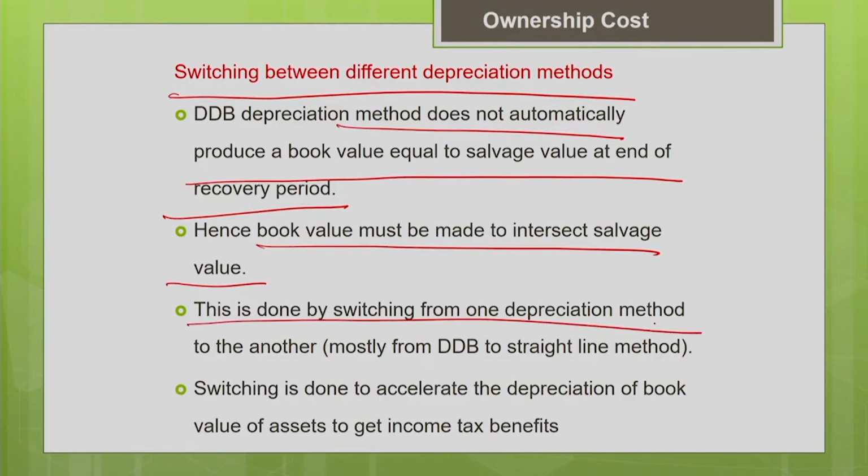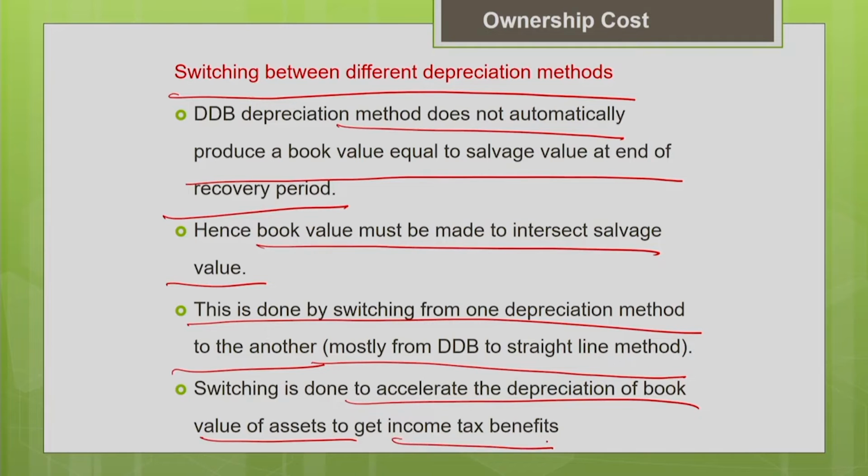Here we can also use a methodology where we switch from one depreciation method to another, so that your estimated book value matches your salvage value. You can switch from one depreciation method to another, mostly from the DDB method to the straight line method. The reason why we switch, as I told you, is that we want to accelerate the depreciation of the book value. People prefer acceleration of the depreciation of the book value of assets to get income tax benefits. That is why, as we discussed, in the double declining balance method, in the early age the depreciation will be more when compared to the straight line method.